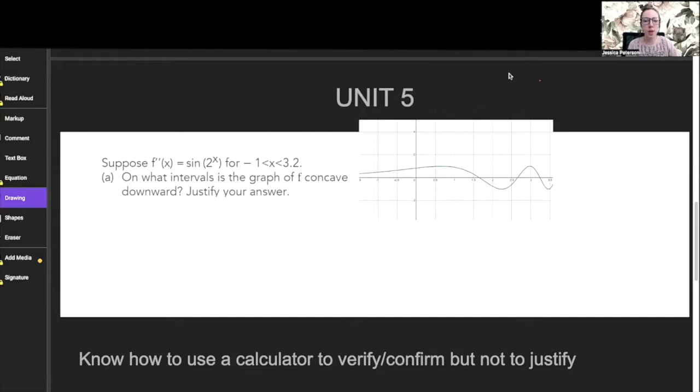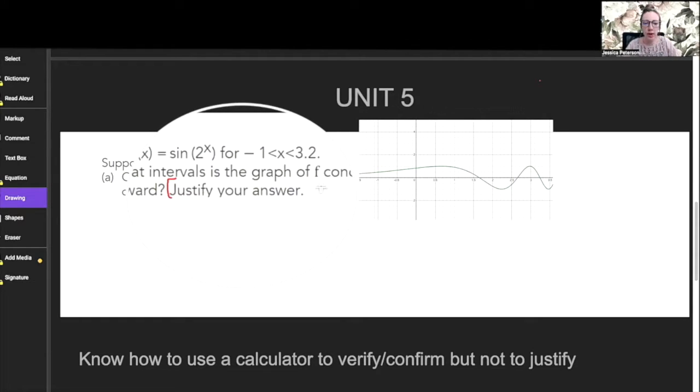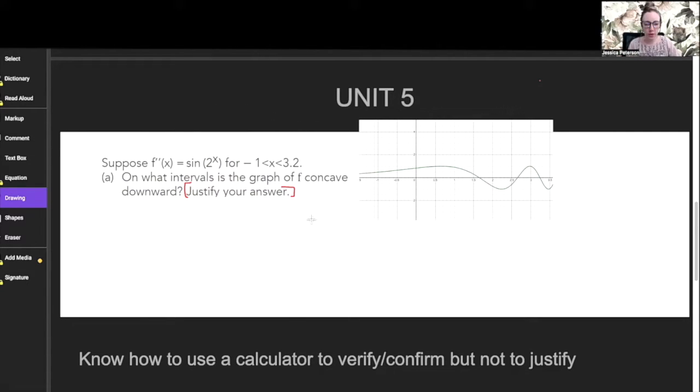Our third question is coming from Unit 5. And on this question, what I want us to focus on is in this part A, how they're talking about justifying our answer. This is a task verb that they use really often on the AP Calculus exam. And it's super important to know exactly what they mean by justification and what actually counts as a justification.